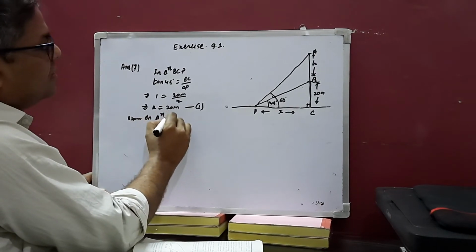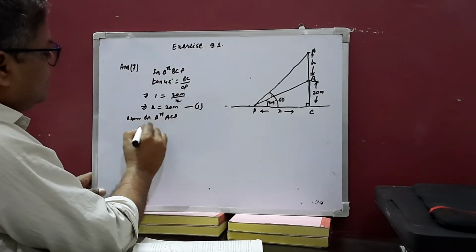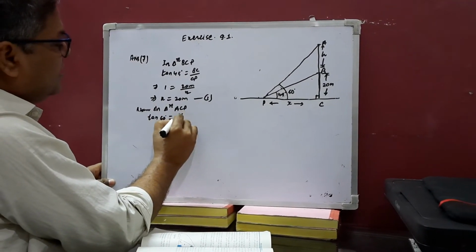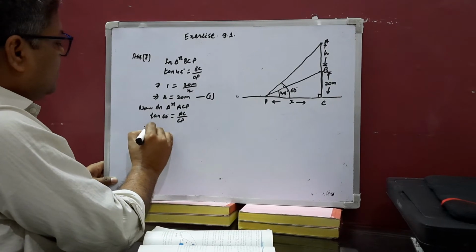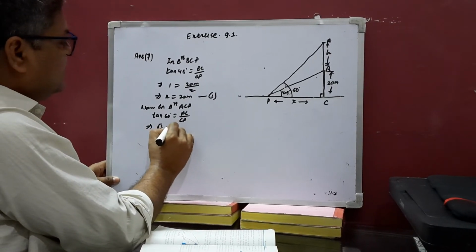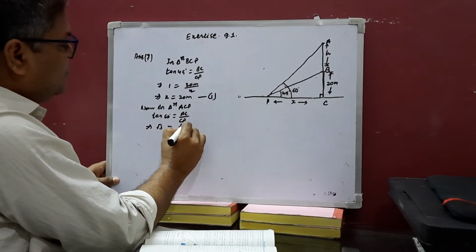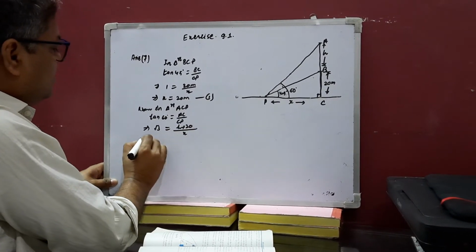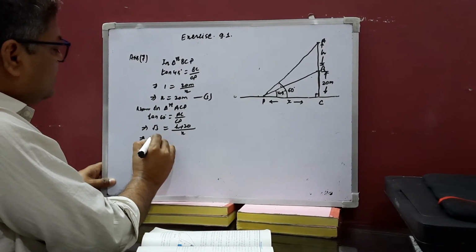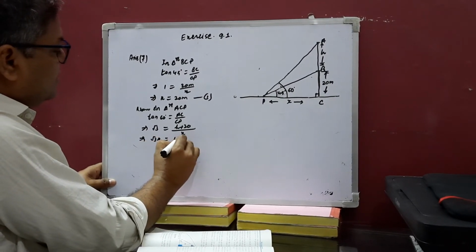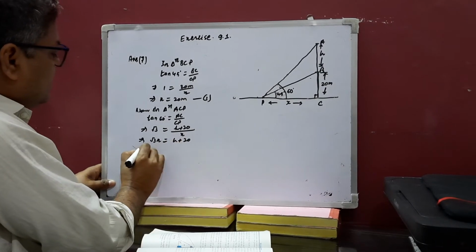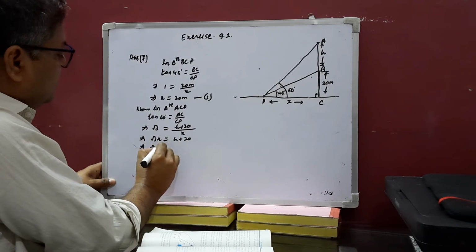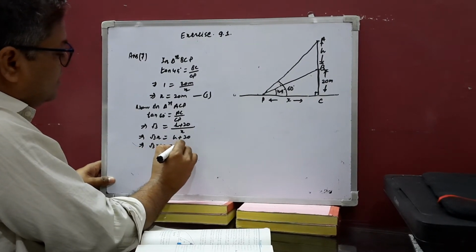Now in right triangle ACP, tan 60 degree is equal to AC by CP. The value of tan 60 is root 3, and AC is what? H plus 20, and this is x. Do the cross multiplication. Root 3 x is equal to h plus 20, and substituting the value of x from here, this is root 3 into 20, equals h plus 20.